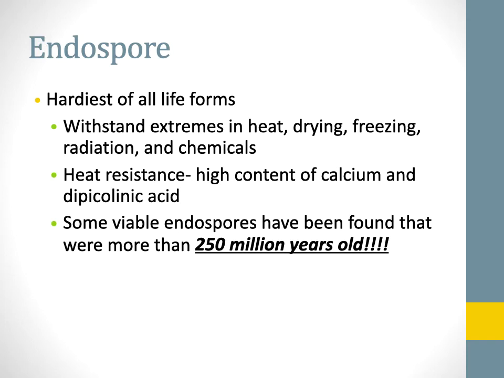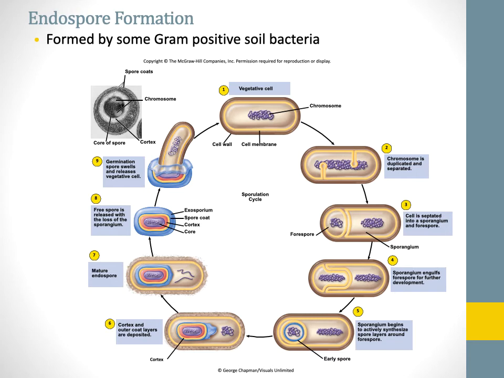Many of these are very resistant to extreme environments, and it allows the bacteria and its genetic information to survive. What happens is we have this vegetative cell, and there's some kind of signaling, whether a decrease in nutrients, a decrease in water concentration, or some other stressor, that then causes sporulation to happen.